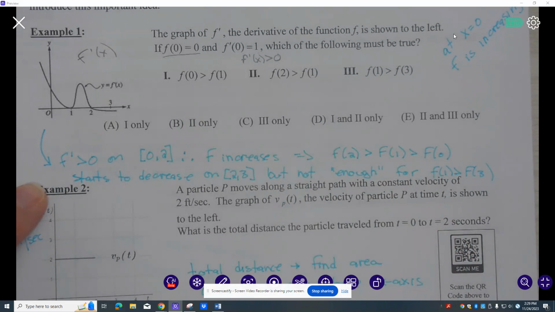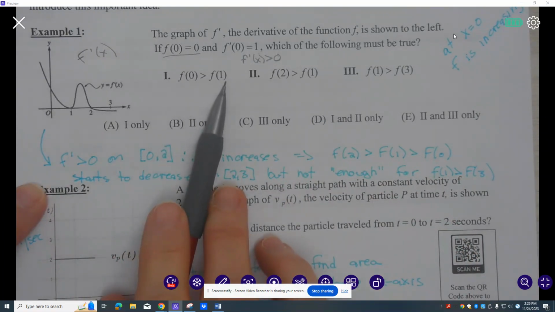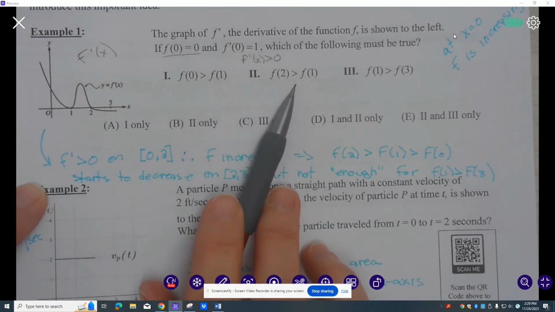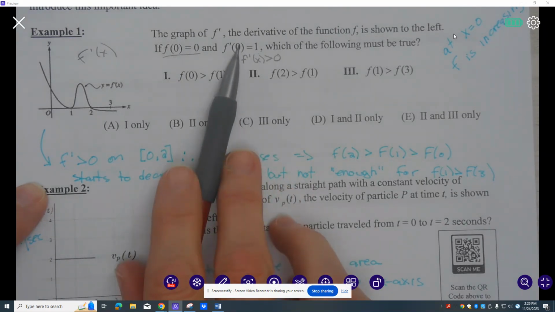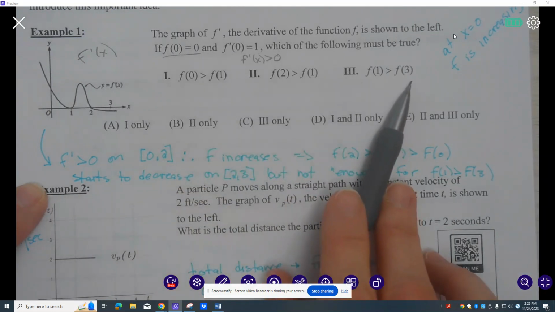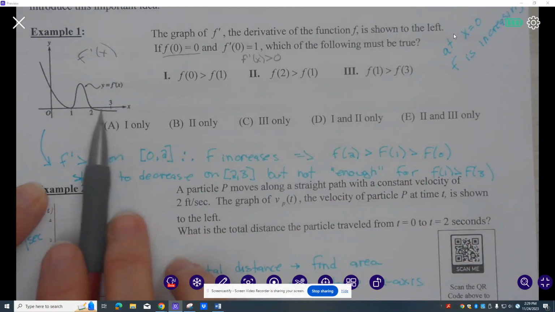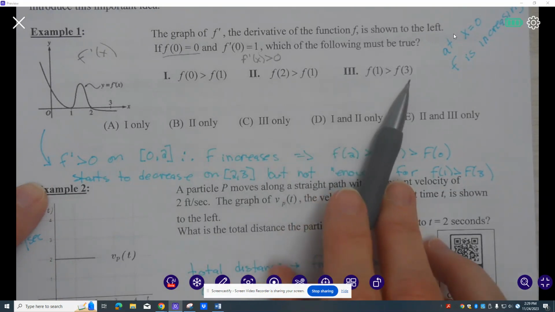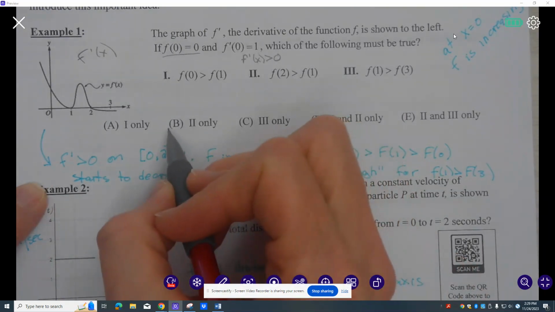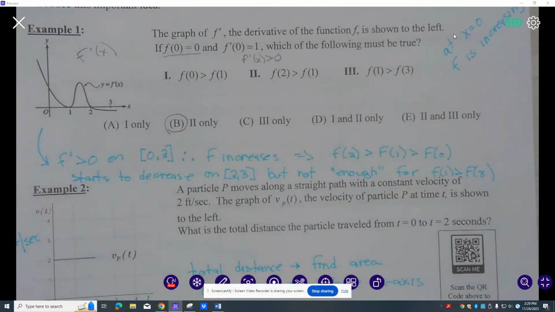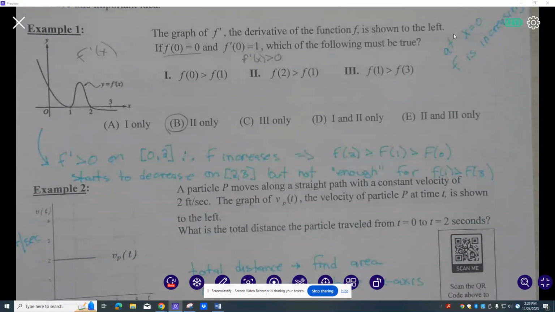Looking at these choices, f of 0 can't be greater than f of 1 because the graph is increasing. f of 2 can definitely be greater than f of 1 because we know f is increasing at 0. But at 2 it starts to decrease, so it doesn't look like there's enough to make f of 1 greater than f of 3. So the correct answer here is B. Statement 2 only is the one that's true.